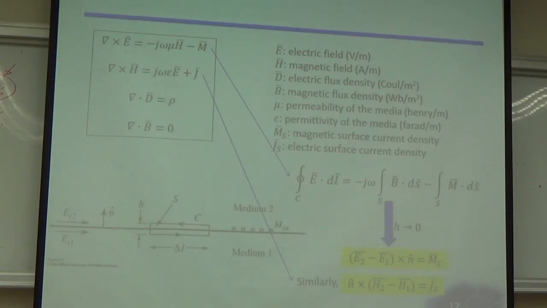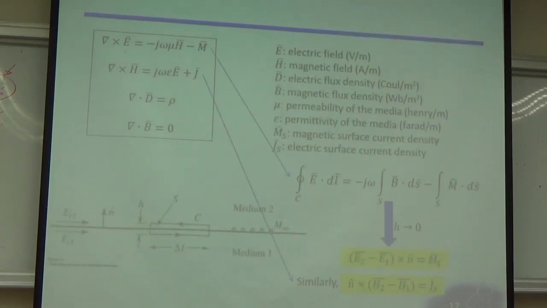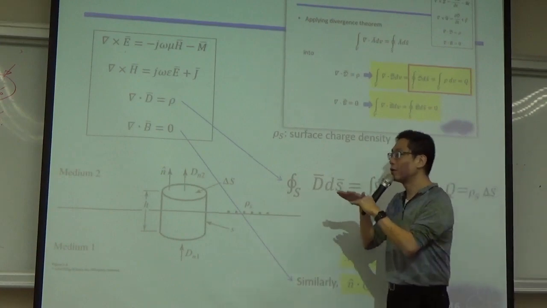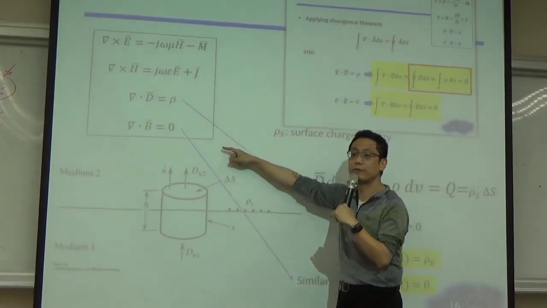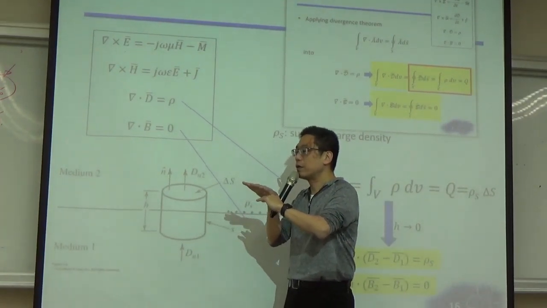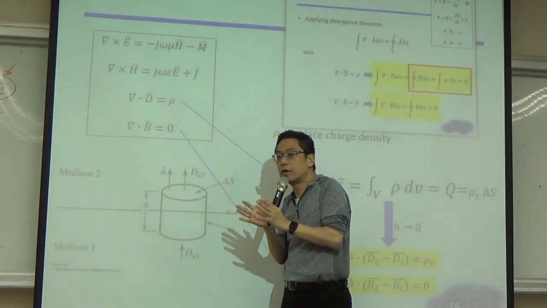Another two boundary conditions is more, I don't know, is that easier or more difficult? I'm not sure. You listen, okay? For this one, you try to use this equation, the number 3 and number 4, you use the closed integration of the surface.